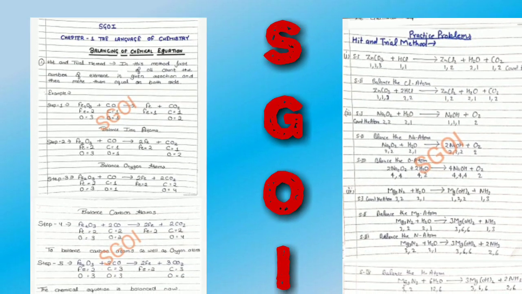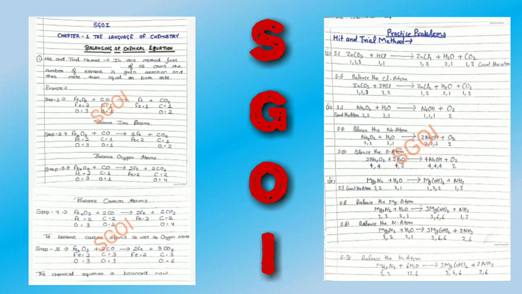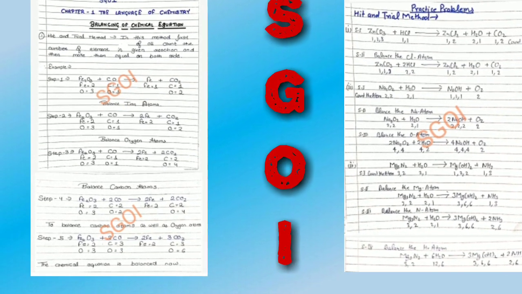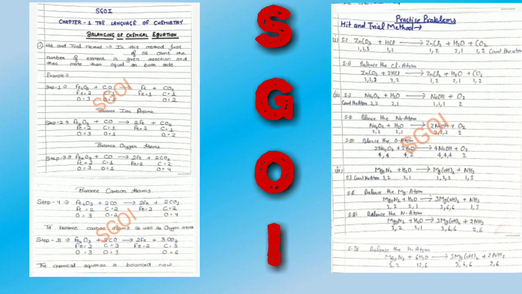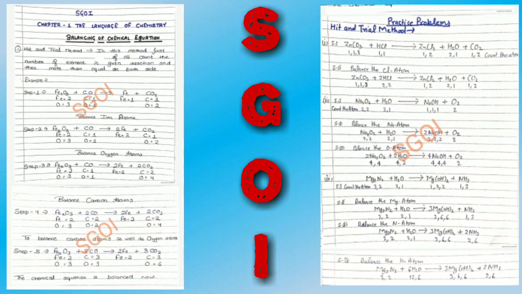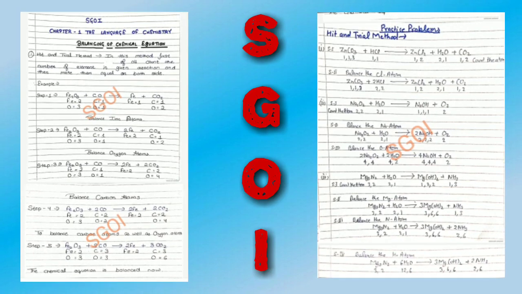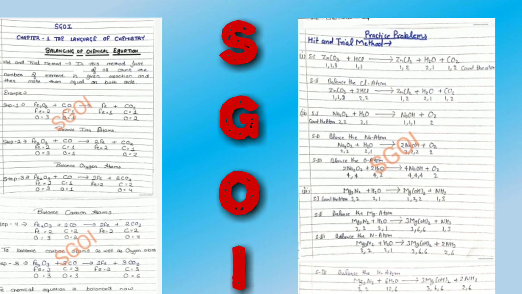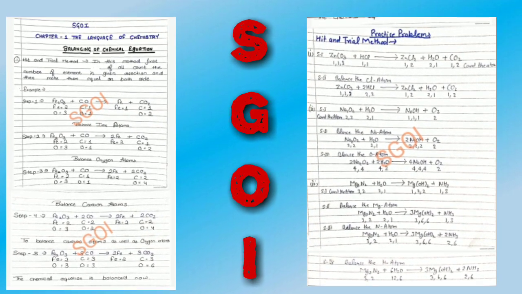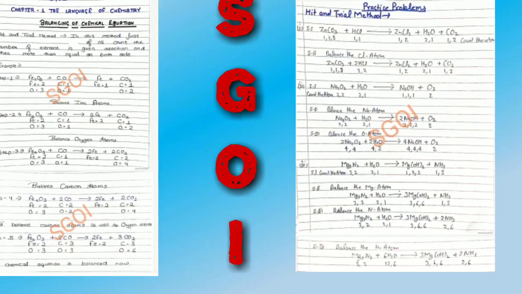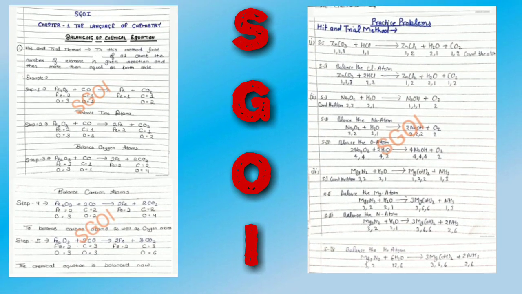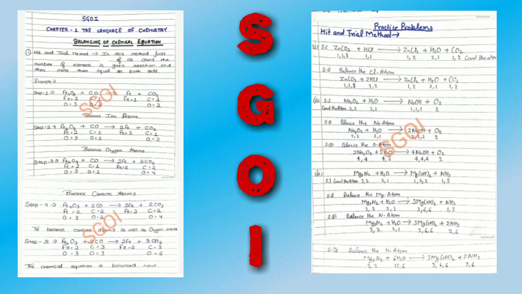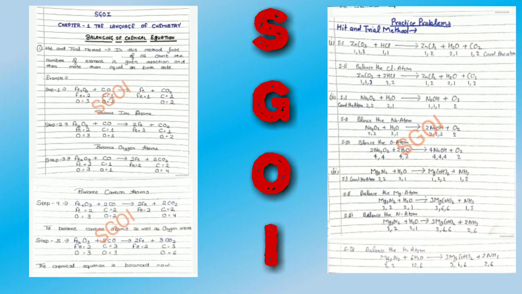Now the third one is Mg3N2 + H2O gives Mg(OH)2 + NH3. Now in step 1, count the atoms. On the reactant side 3, 2 and 2, 1, and on the product side 1, 2, 2 and 1, 3 respectively. Okay. Now in the second step, balance the magnesium atom. So what can I do? Multiply by 3 in Mg(OH)2. That's why magnesium is balanced.